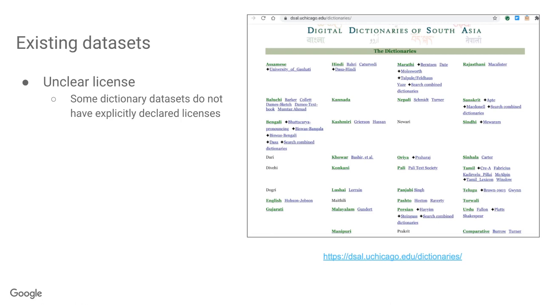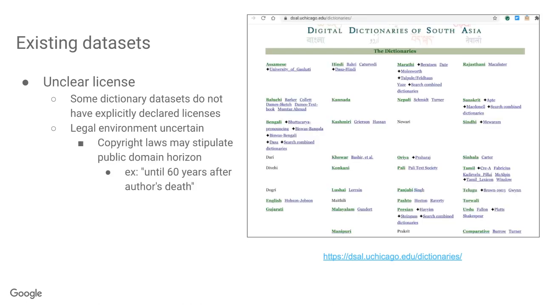There's a project at U Chicago called the Digital Dictionaries of South Asia, and its purpose is to digitize all available dictionaries of South Asian languages. Now, some dictionary datasets do not have explicitly declared licenses, and this alone is a no-go for some companies because the license is treated as if it's proprietary, but without any sort of indication of whether and how those datasets might be used. There are other ways in which the legal environment can be uncertain.